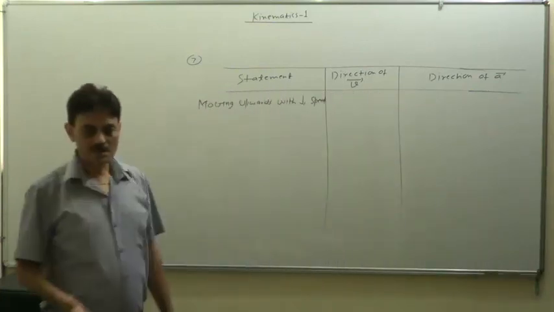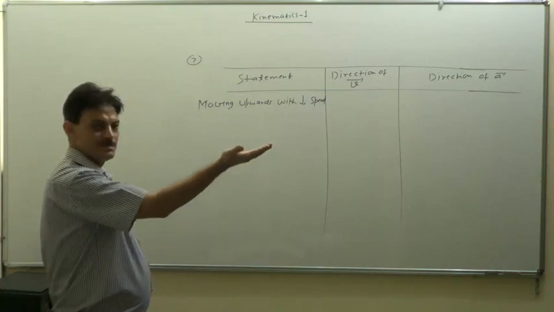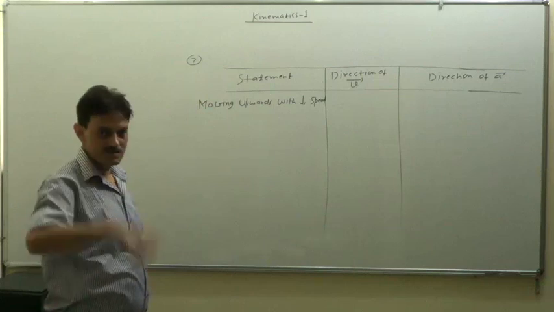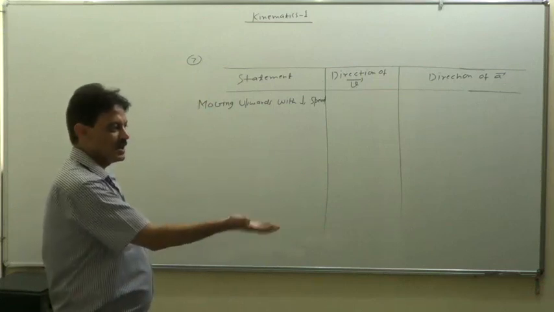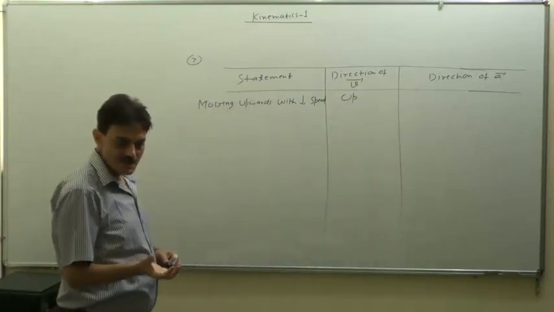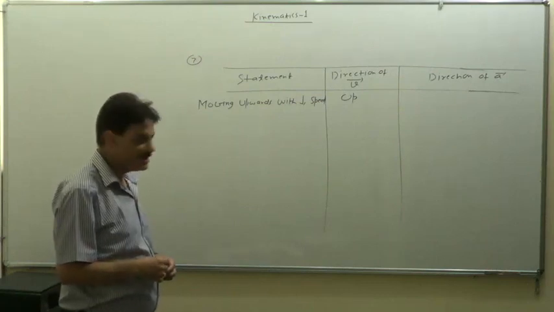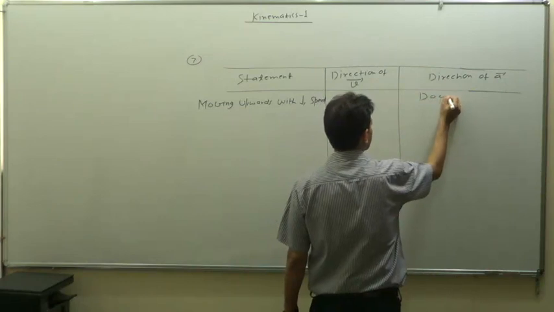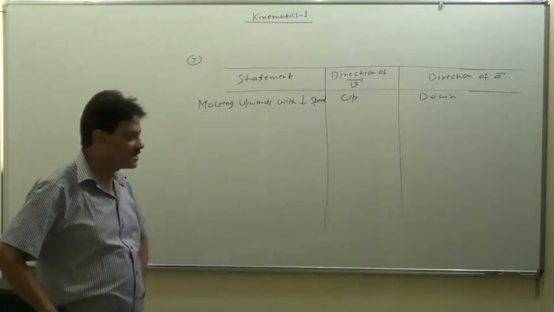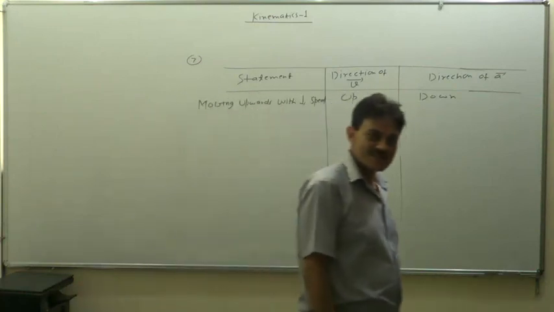Now you see, a body is moving upwards. It means its velocity is up, right? But its speed is decreasing. We have to give the answer only in up and down. So the body is moving upwards, it means velocity is up. But its speed is decreasing. It means acceleration is acting in the opposite direction. So acceleration will be down. Is that clear? Moving upwards means velocity is upwards, but speed is decreasing, so acceleration is in the opposite direction.